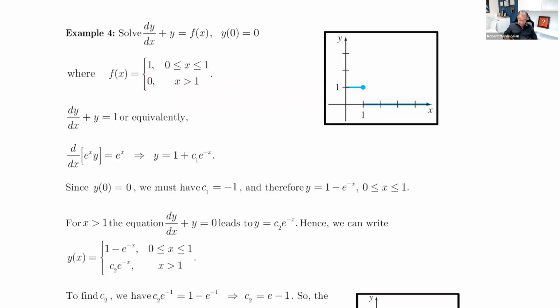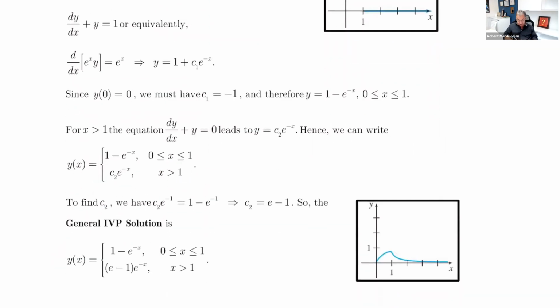So you get 0, and if you do the same thing, you get c2 e to the negative x. So then you can write it like that. However, y is continuous. If it's continuous, then you know that these two functions are the same when x equals 1. To solve for c2, you put them equal to each other, but you substitute x by 1. And if you do that, you get c2 equals e minus 1.